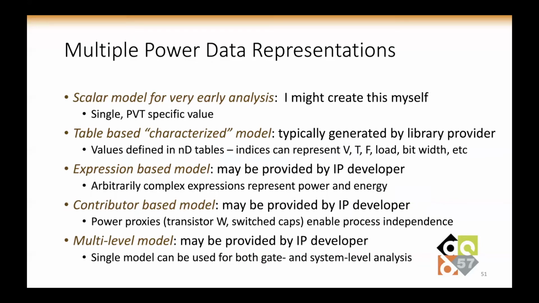Let's look in a little more detail at the different data representations. Scalars are simple and make model creation simple. It's most useful for quick first cuts, such as I might use in my earliest design activities. Tables are well known for power modeling, and UPM not only supports them, but extends them from the usual 2 dimensions to n dimensions as needed. Tables are often used in top-down characterized models.